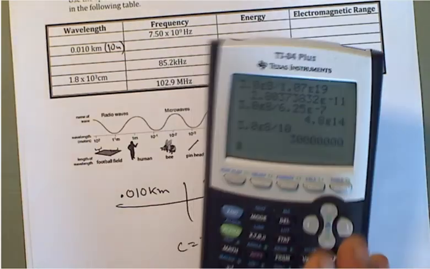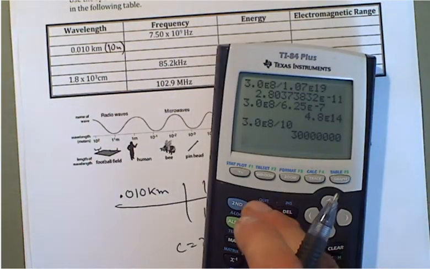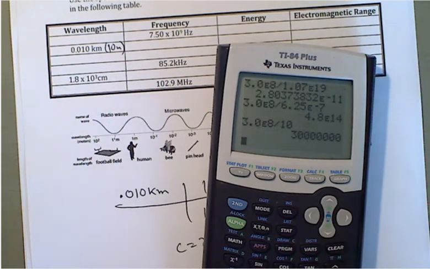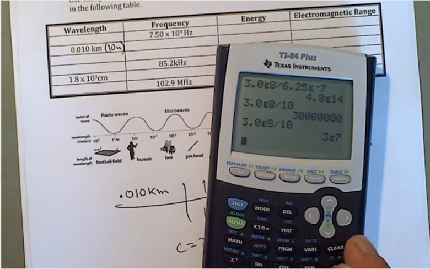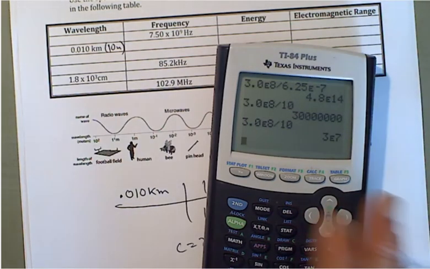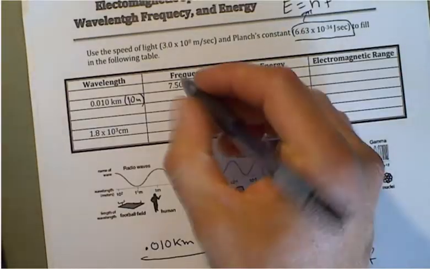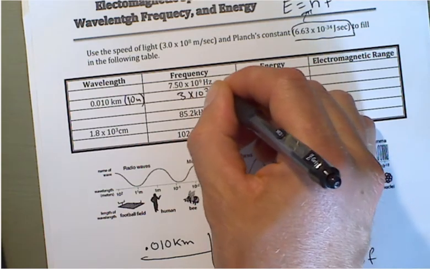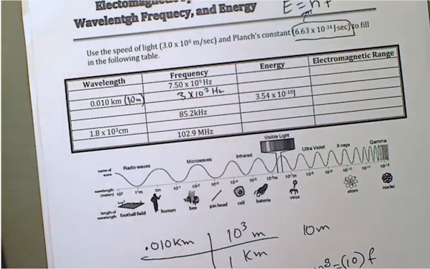And I've got that number right there, which I can turn into scientific notation if I want to go over to psi. And so that is 3 times 10 to the 7th. Okay, so there we go. So 3 times 10 to the 7th is my frequency. And that's hertz, remember? So for energy, we're going to use this next equation right here.